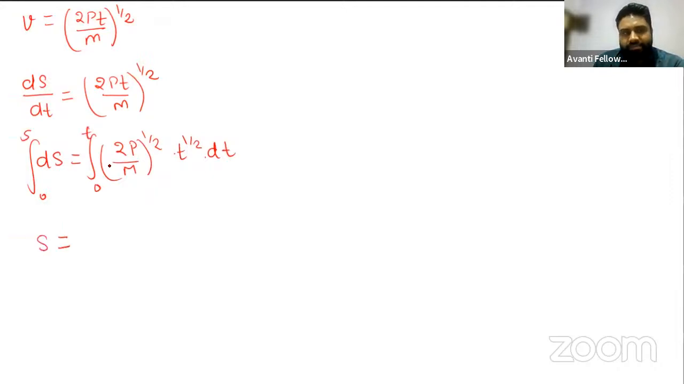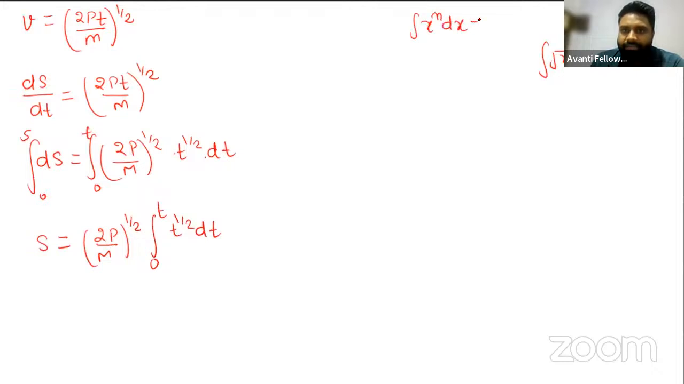So it will become s is equal to, now 2P by m is a constant quantity, so we will take it out. So integration from 0 to t, t raised to the power 1/2 dt. Now what is the integration of square root of t? Let's see. Integration of root x dx. You know that integration of x raised to the power n dx is equal to x raised to the power n plus 1 divided by n plus 1, plus c. So in this x raised to the power 1/2 dx, what is the value of n? It is 1/2. So you will put it here in this formula.